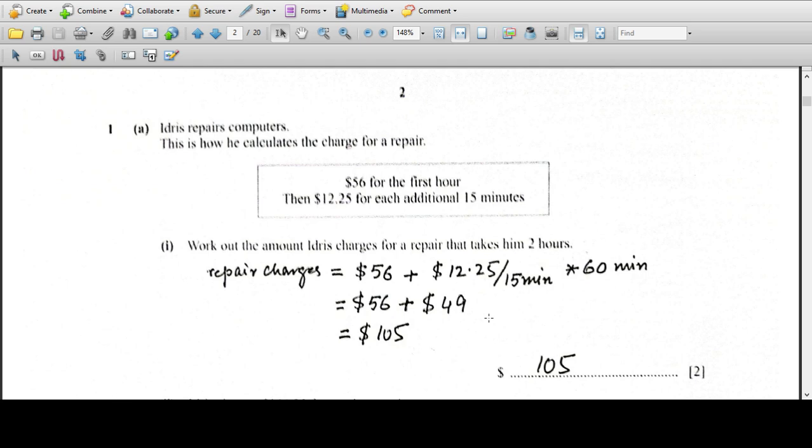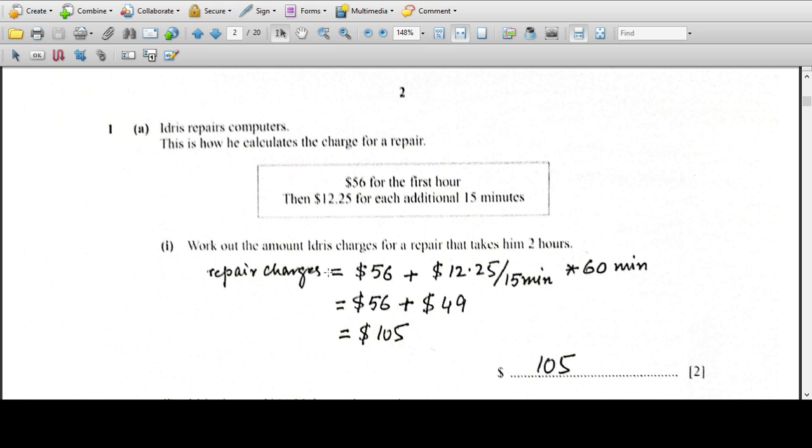Idris repairs computers. This is how he calculates the charge for a repair. The strategy for the charge for repair is $56 for the first hour and then $12.25 for each additional 15 minutes. Work out the amount Idris charges for a repair that takes him 2 hours.